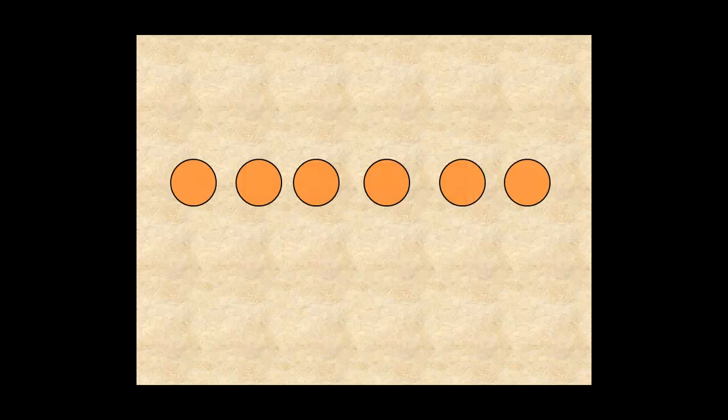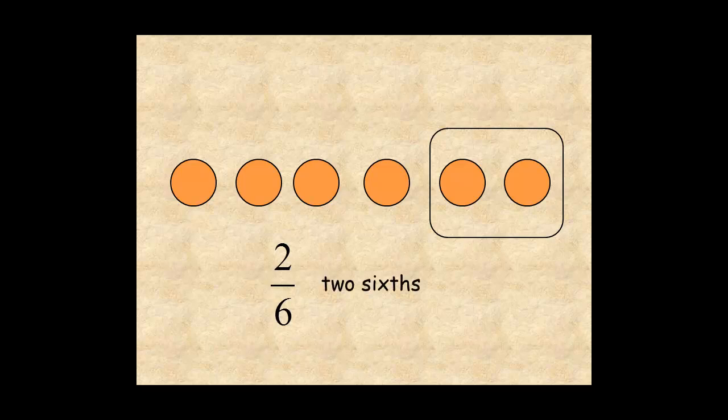For an example of parts of a set, here are 6 oranges. If you select 2 of them to eat for lunch, then those 2 oranges are represented by the fraction 2 over 6, and is pronounced 2/6. The numerator is the number of parts you're representing, 2, and the denominator is the total number of parts in the set, 6.